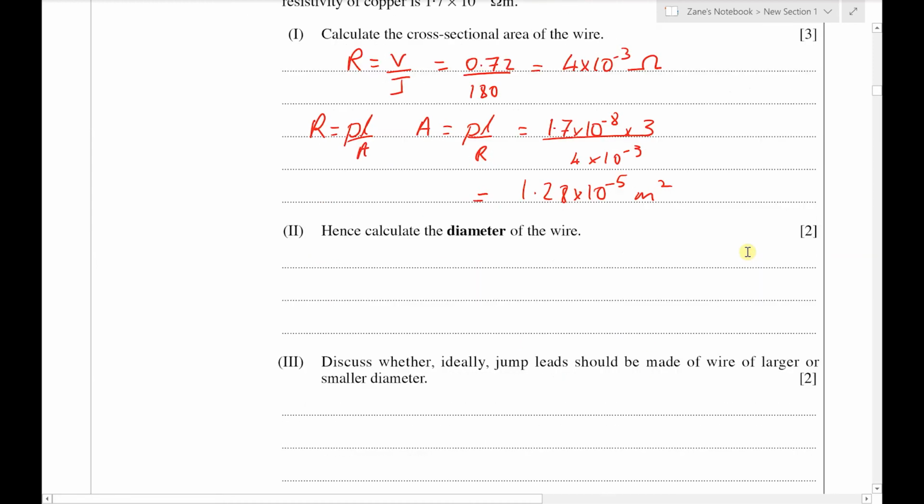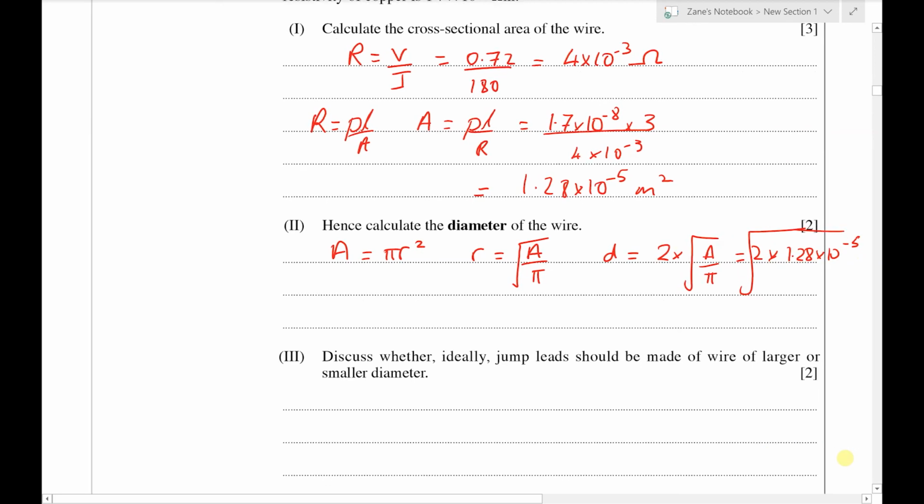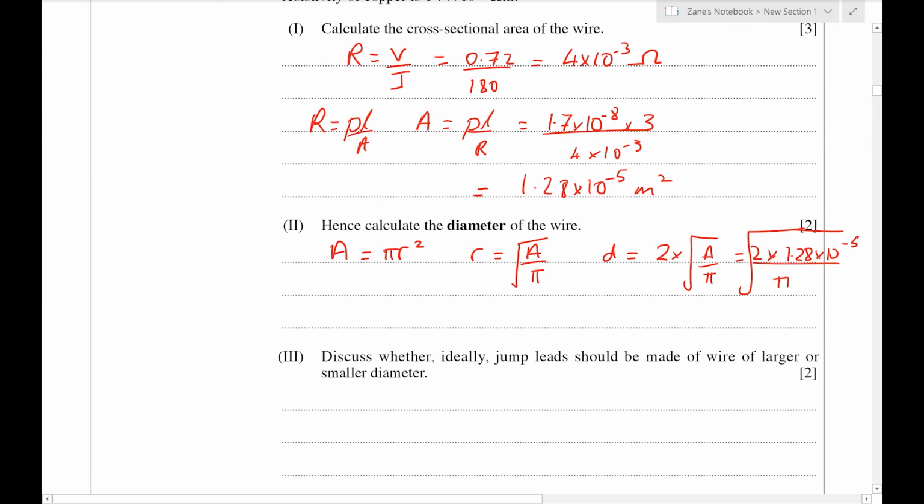Hence we've got to calculate the diameter of the wire. Well, we know that the area is pi r squared, so r will be the area divided by pi square rooted, and the diameter will be 2 times that. So it's square root of 2 times 1.28 times 10 to the minus 5 over pi, and that will give us just over 4 millimeters, 4.03 millimeters.